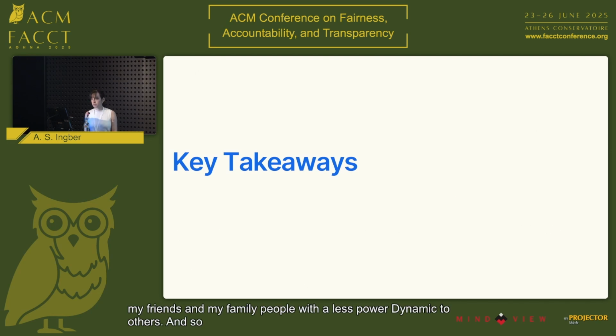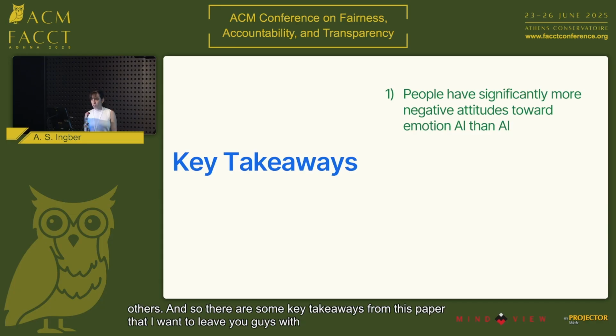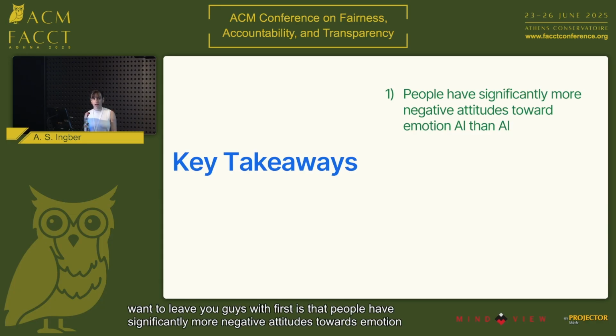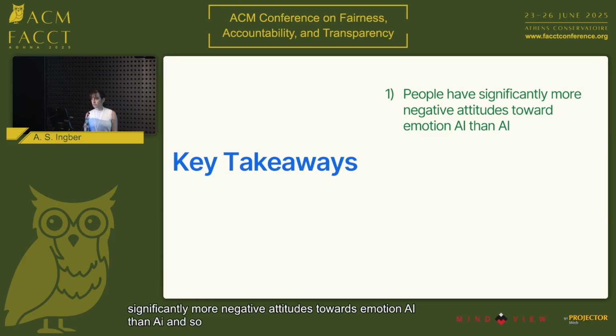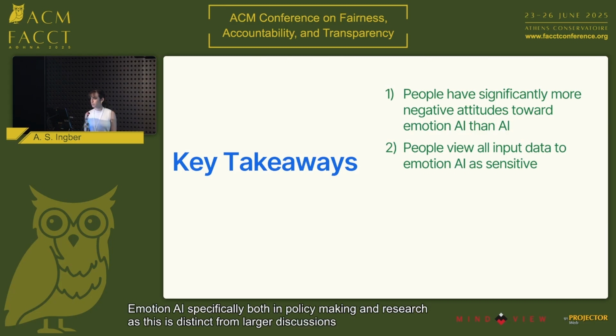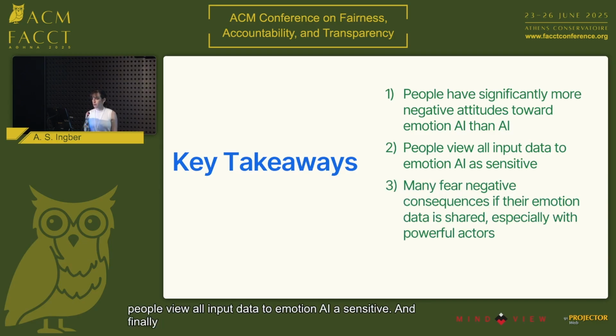And so there are some key takeaways from this paper that I want to leave you guys with. First is that people have significantly more negative attitudes towards emotion AI than AI. And so there needs to be a continued focus on emotion AI specifically, both in policymaking and in research, as this is distinct from larger discussions about AI. Second, people view all input data to emotion AI as sensitive. And finally, many fear negative consequences if their emotion data is shared, especially with powerful actors.